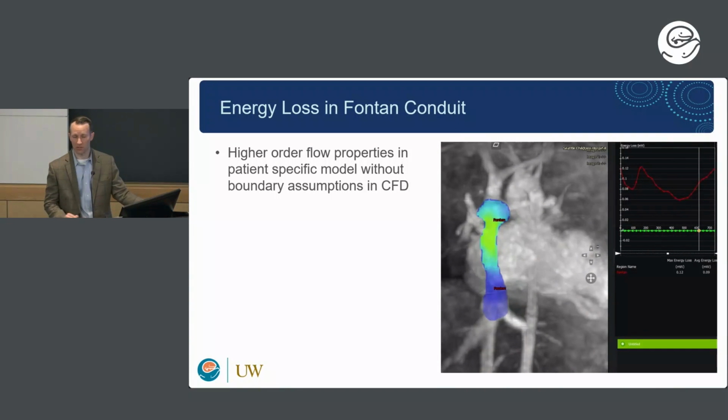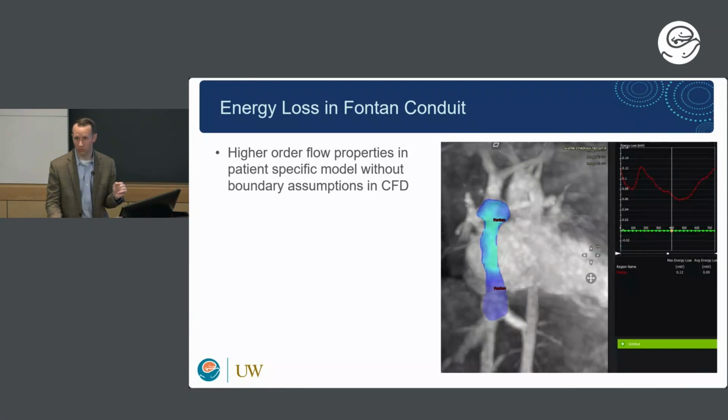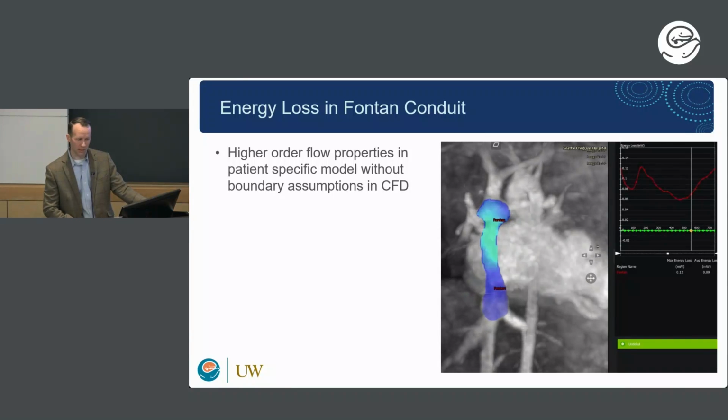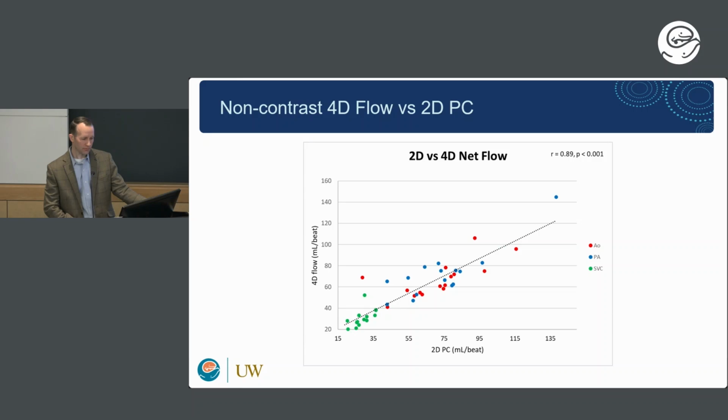And then some of those higher order flow properties that they analyze with computational flow models, we can get that in a patient-specific model with this 4D flow. And so this is energy loss in a Fontan conduit. This is something that, beyond just the clinical utility of shortening studies and getting that extra information, has lots of research potential here. And we've actually been able to do this without contrast. So people have done these types of studies without having to place an IV, without giving contrast.